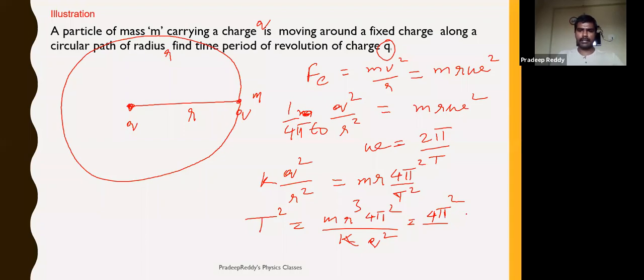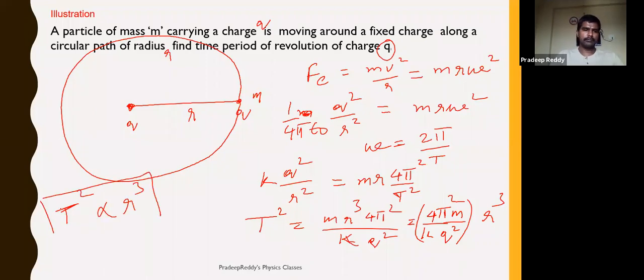The mass of the particle you can take as constant, it does not change. K is also a proportionality constant, that also does not change. And q is the charge of the particle, that is also constant. What remains is only r cube. This total parameter, if you take it as constant, I can simply write T square proportional to r cube. So time period T is proportional to r power 3 by 2. This is the equation for the time period of the charged particle which is revolving in the circular path.